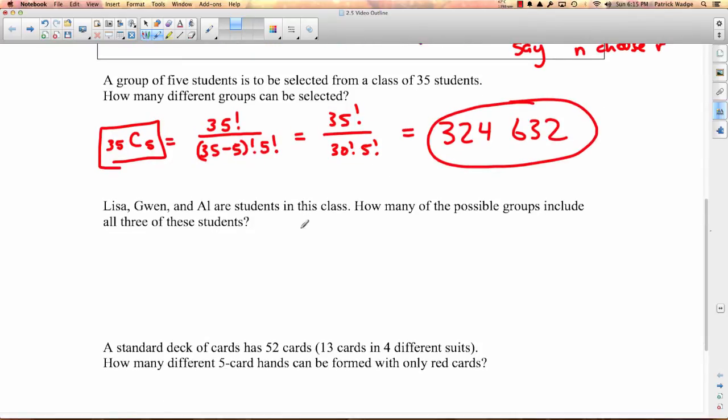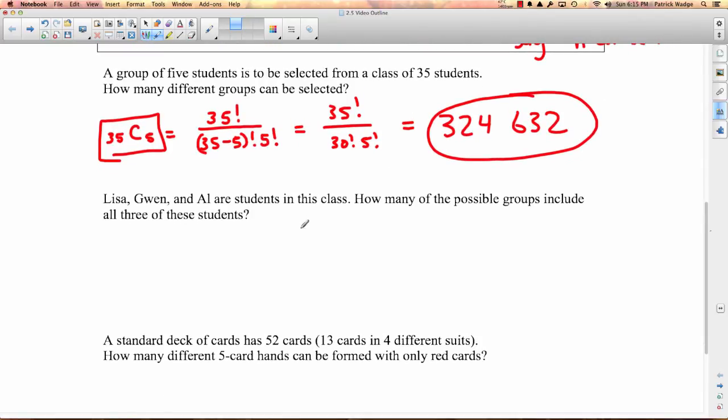Lisa, Gwen, and Al are students in this class. How many of the possible groups include all 3 of these students? Okay, so we're going to still have a group of 5. It's going to be 5 people. But one of them has to be Lisa, one of them has to be Gwen, one of them has to be Al, and then we've got 2 others.